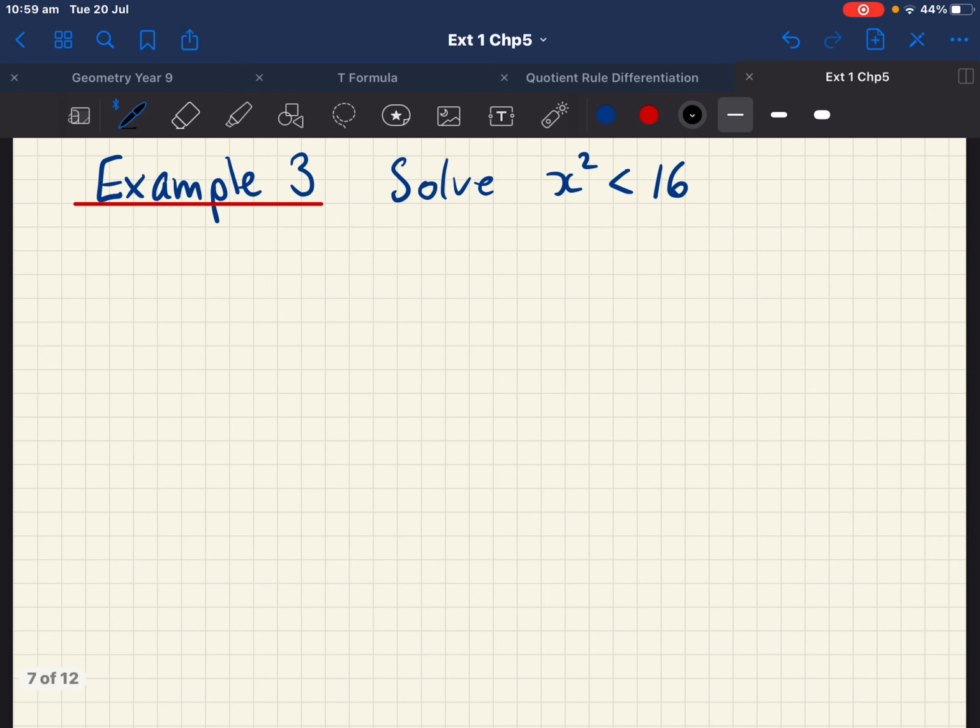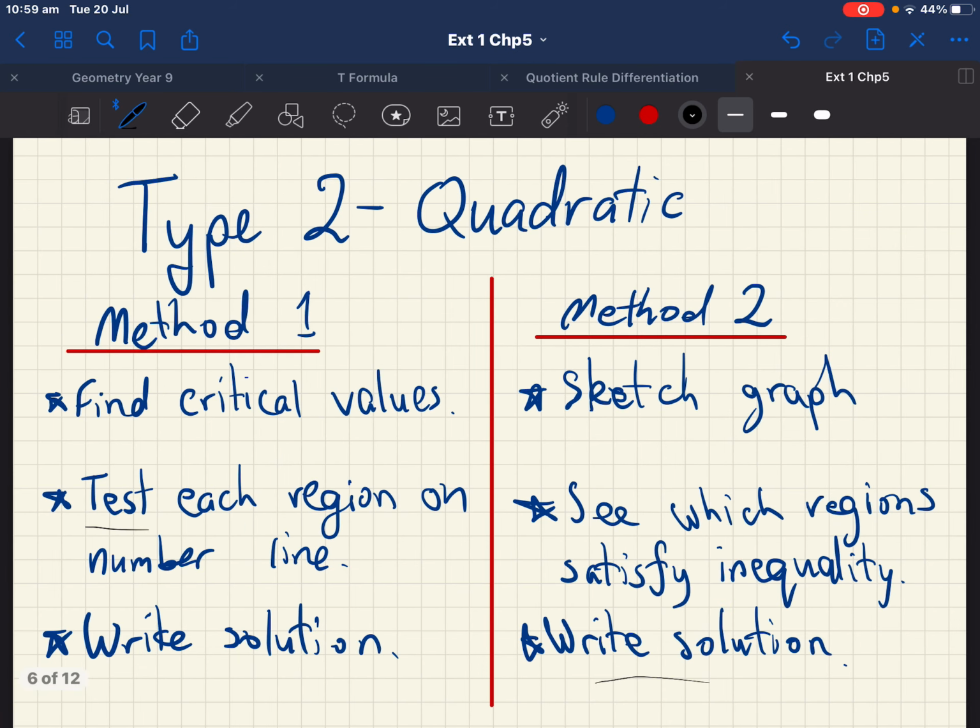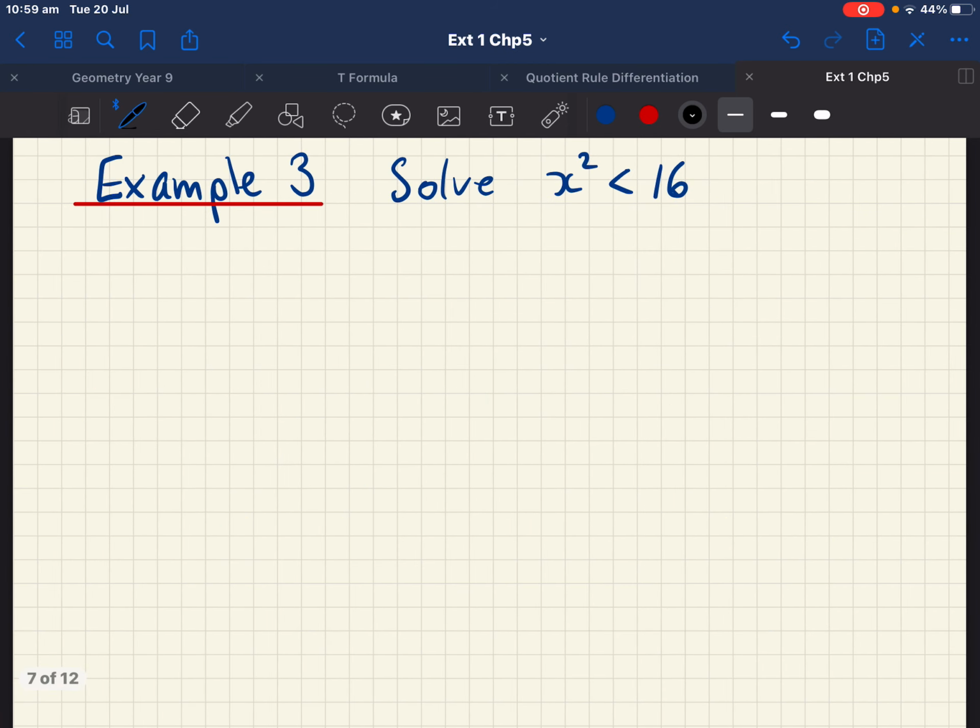So let's have a look at this first one here. I'll use the critical values method for this one. Let's say we want to solve this inequality. With the critical values, to find them, ultimately you ignore the inequality and just pretend it's an equals. So in other words, you have x squared is equal to 16, and you just go ahead and solve this to find your critical values just like you would normally.